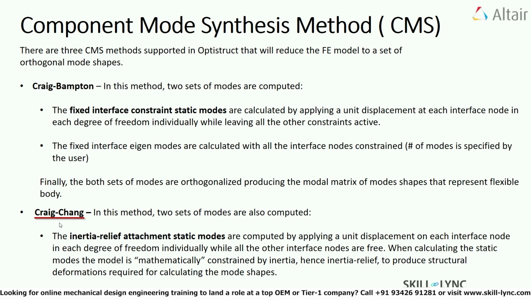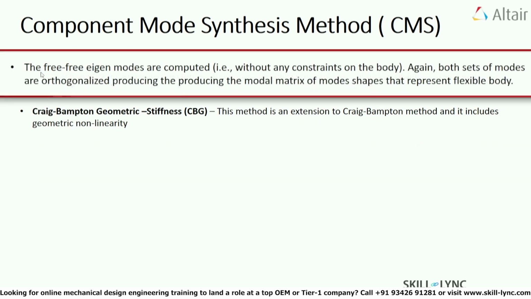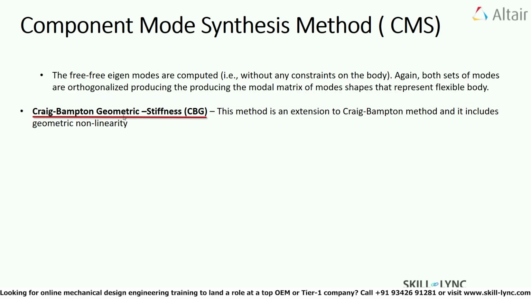When calculating the static modes, the model is mathematically constrained by inertia. Hence the word inertia relief. So, to produce structural deformations, the mode shapes will be required for calculating. These are the first set of modes created by the Craig-Chang method, which are the inertia relief attachment static modes. Now, coming to the second set of modes created by the Craig-Chang method, they are the free eigenmodes. They are computed without any constraints on the body. Now, the first and the second sets of modes are again orthogonalized, producing the modal matrix of mode shapes that represent a flexible body.